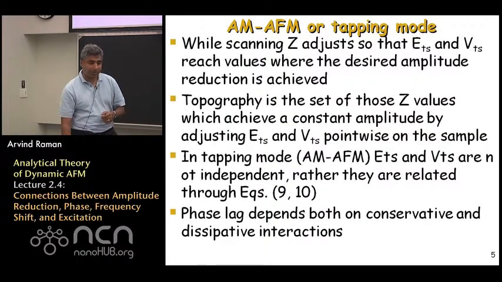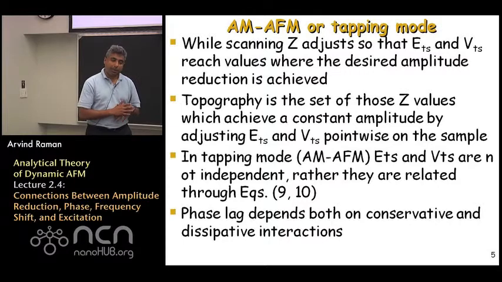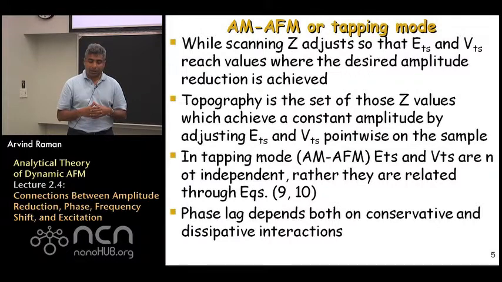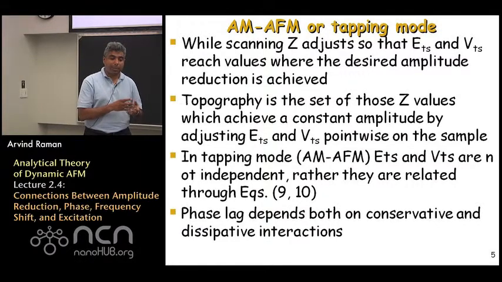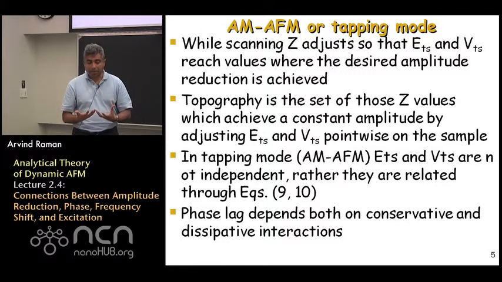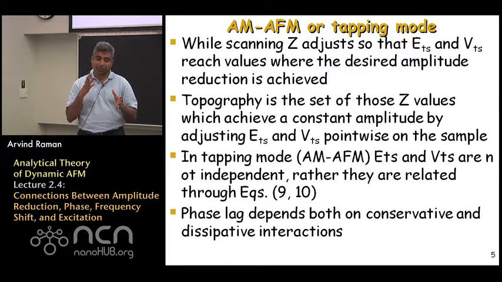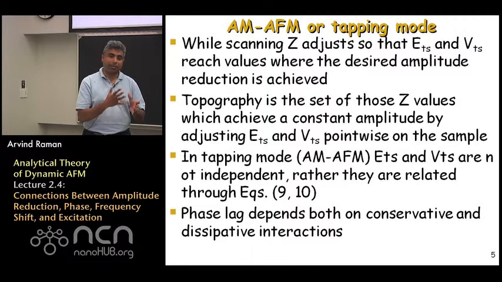So the consequences of these equations are the following. When one is scanning the sample in tapping mode, Z is going to try and adjust itself so that ETS and VTS reach a value where the desired amplitude is maintained. What I mean by that is, as an experimentalist, what one does in tapping mode is choose the set point amplitude ratio.